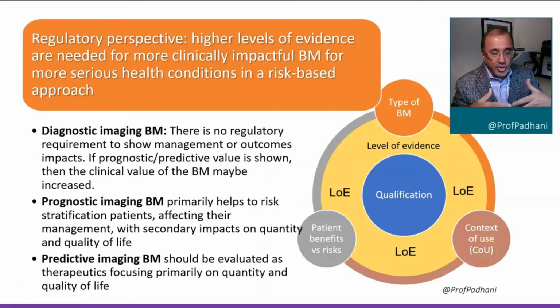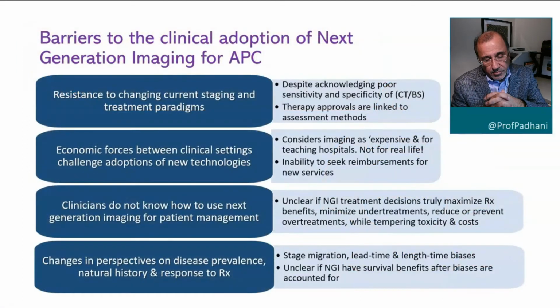What we need to do is to show improved accuracy for disease detection. If there are prognostic or predictive improvements, then clinical value is increased, but clinical value has to be shown by a separate set of investigations. And of course, there are other barriers to the adoption of next-generation imaging. So there is a resistance to changing staging and treatment paradigms because therapy approvals are linked to the assessment methods.